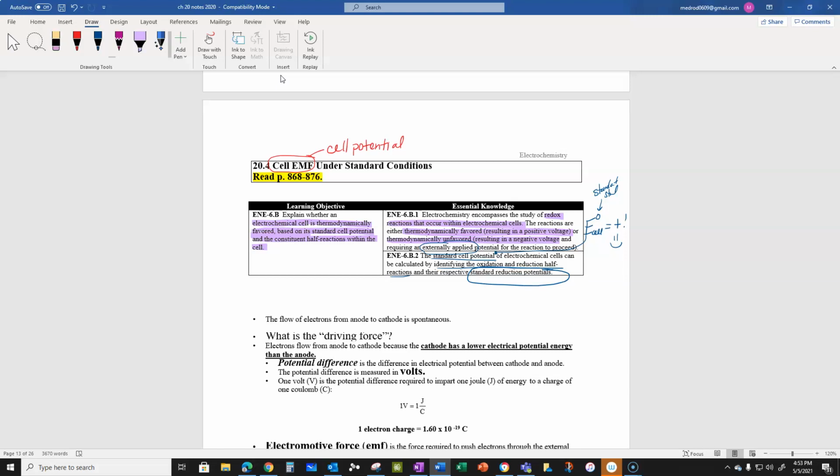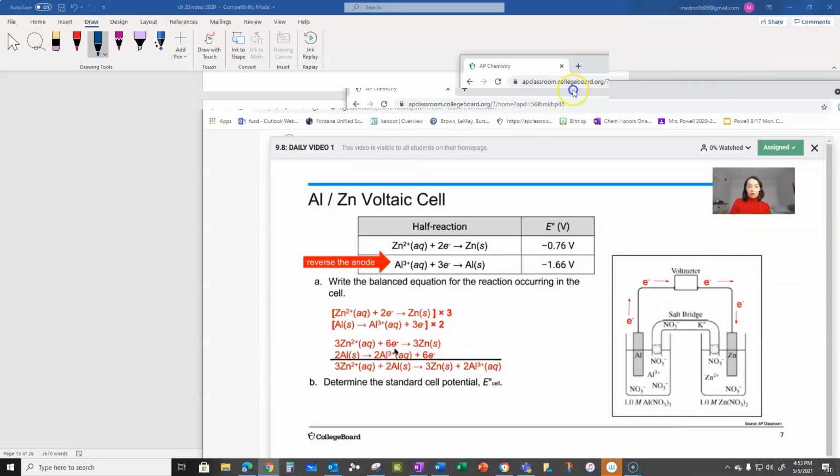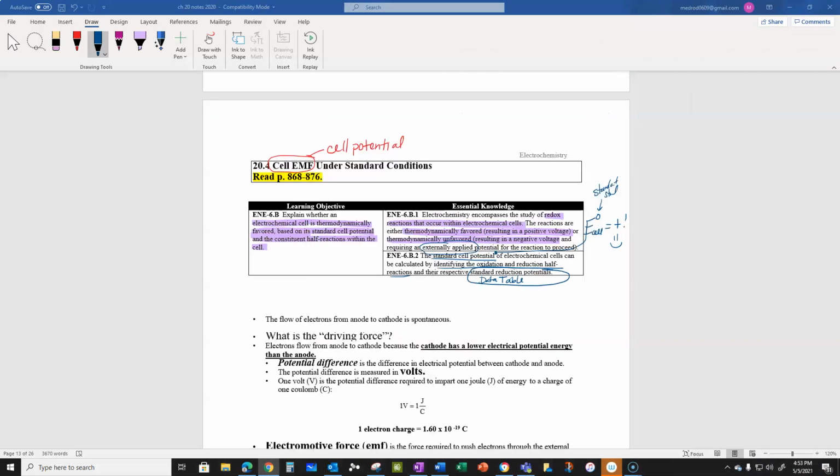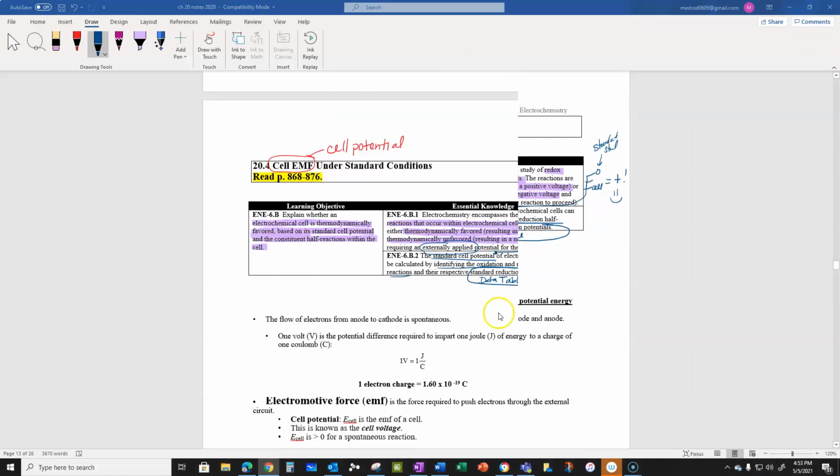So usually you'll see a data table on the AP test. And it'll kind of look like, I'm kind of sneaking this over here, it'll look just like this. And I'm going to be working this example with you guys.